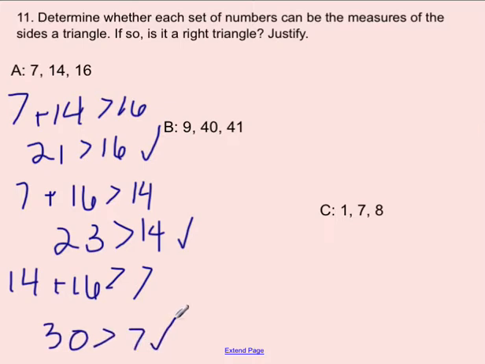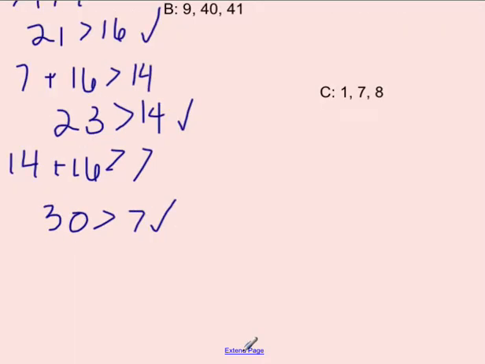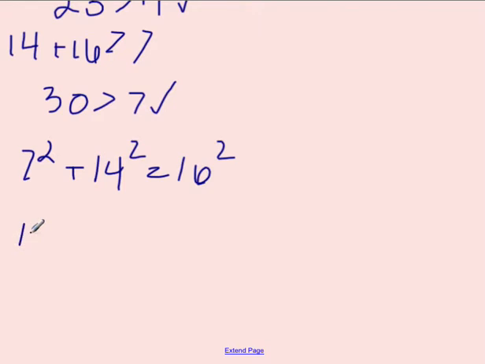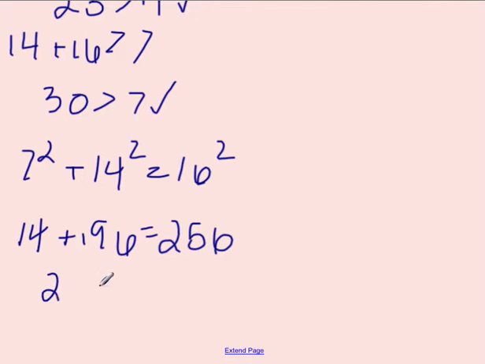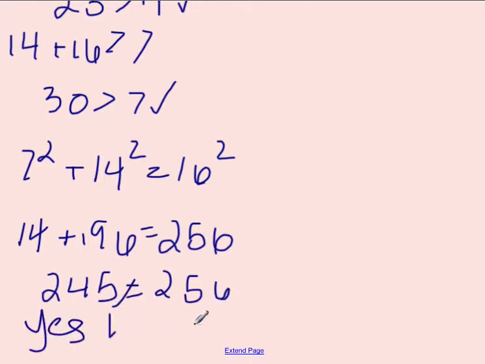which it is. Now I need to check to see if it is a right triangle. To check to see if it's a right triangle, I'm going to take the two shorter sides, which are 7 squared and 14 squared, and set that equal to the longer side squared. So 7 squared is 49, 14 squared is 196, and 16 squared is 256. So I need to see if 49 plus 196 is equal to 256. Here I get 245 is equal to 256. Well, that's not true. So yes, it's a triangle, but it's not right.